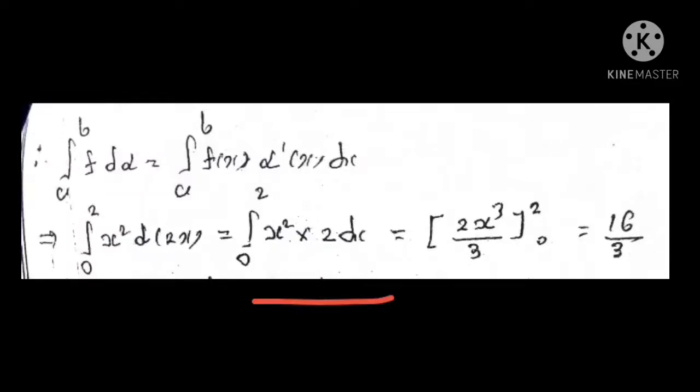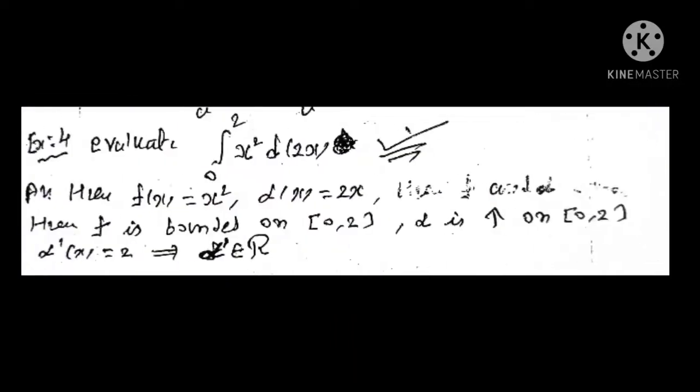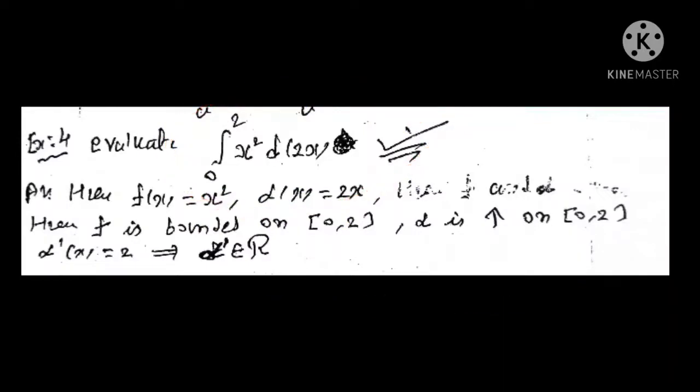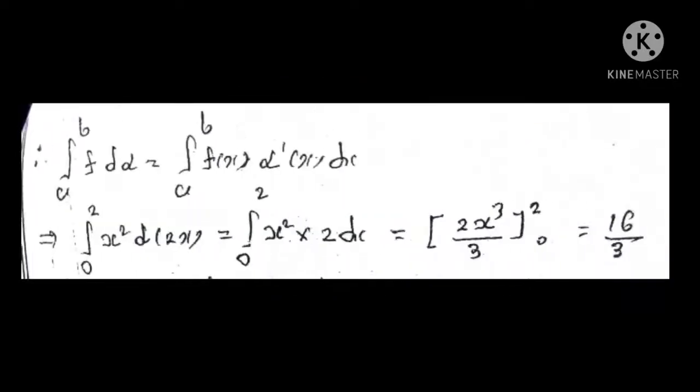Now the integration of 2x square is 2 into x cube by 3, with limits of integration 0 to 2, is equal to 2 by 3 into (2 cube minus 0 cube) is equal to 2 by 3 multiply by 8 is equal to 16 upon 3. Therefore, its value will be 16 upon 3.